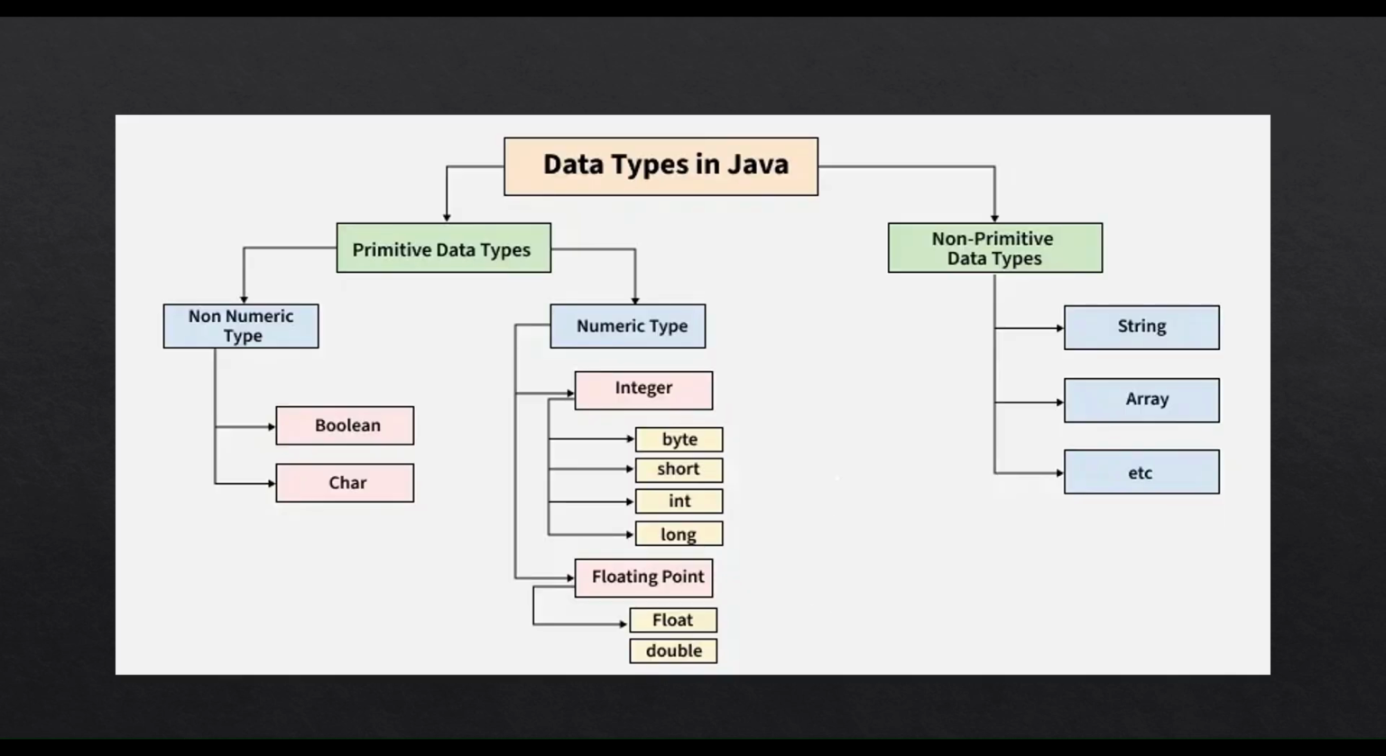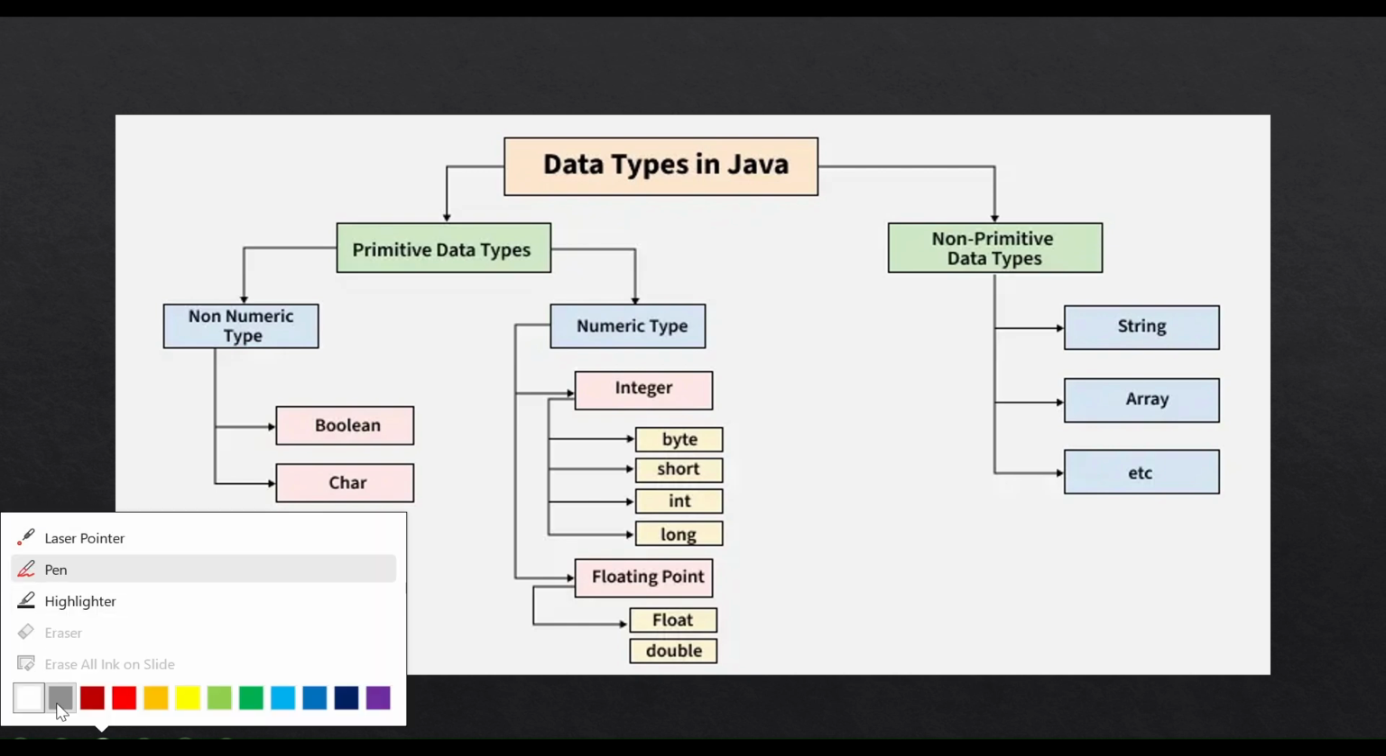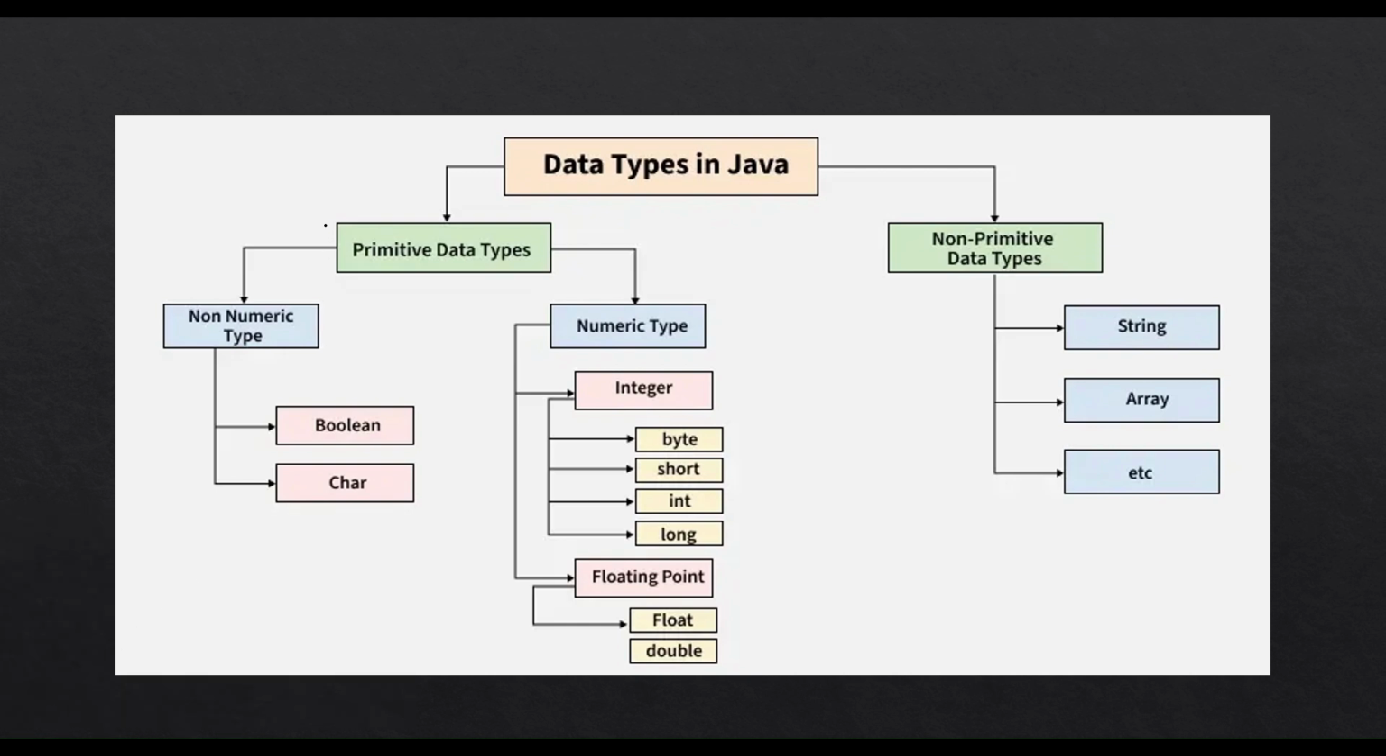See, this is the tree structure of your data types. I will show it in a later manner. This is the primitive data types, and this part is called the non-primitive data types. Primitive data types are basically classified into two parts: non-numeric data types and numeric data types.